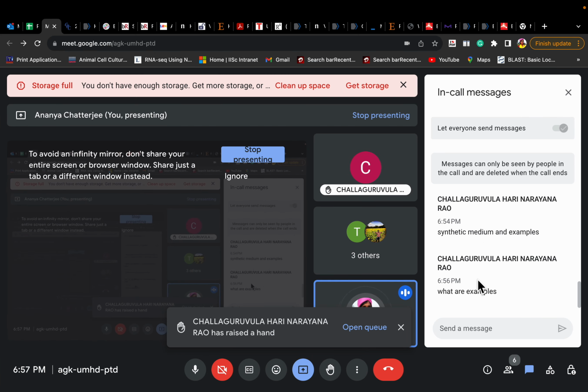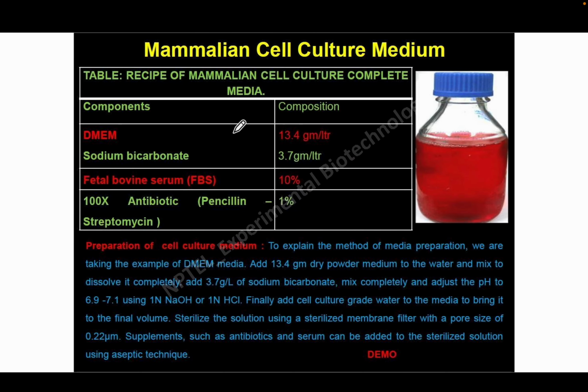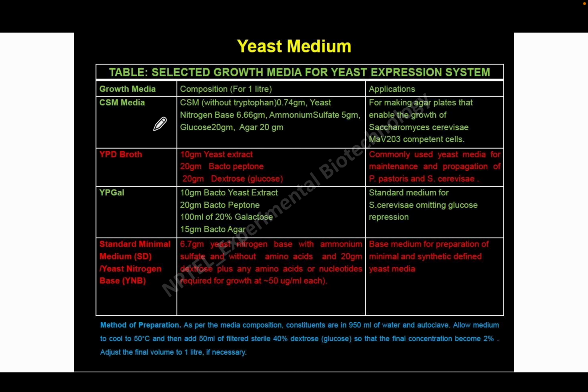Synthetic media examples, Harinarayana, like DMEM and MEM alpha. These are the examples of mammalian cell culture media. And then these are the examples of yeast medium. Okay.